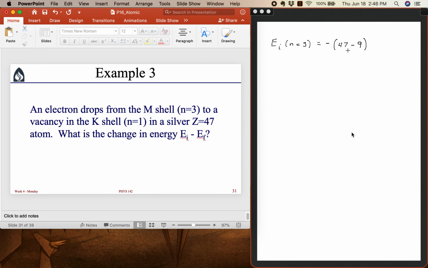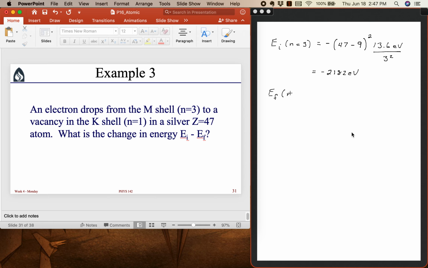So effectively, the electron in the n equals 3 energy level is going to see a nucleus with 47 minus 9 fundamental units of charge. This gets squared and then multiplied by 13.6 electron volts divided by n squared, and in this case n is 3. So divided by 3 squared, or 9. And that's going to give us an initial energy equal to negative 2,182 electron volts.